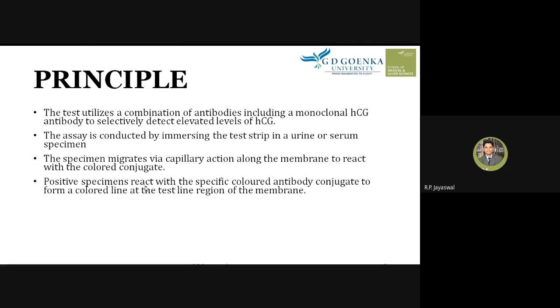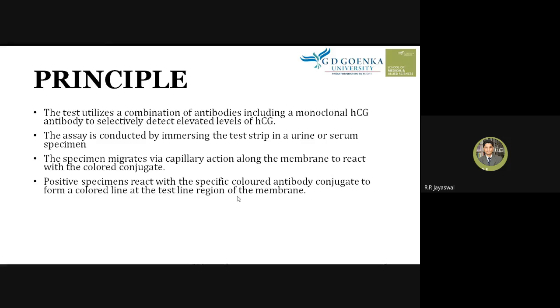Positive specimens react with the specific color antibody conjugate to form a colored line at the test line region of the membrane. What does a positive specimen mean? You have to understand that a positive specimen means there is a presence of HCG in the sample. When there is a positive specimen, it reacts with the specific color antibody conjugate, and after that it produces a colored line at the test line region of the membrane.